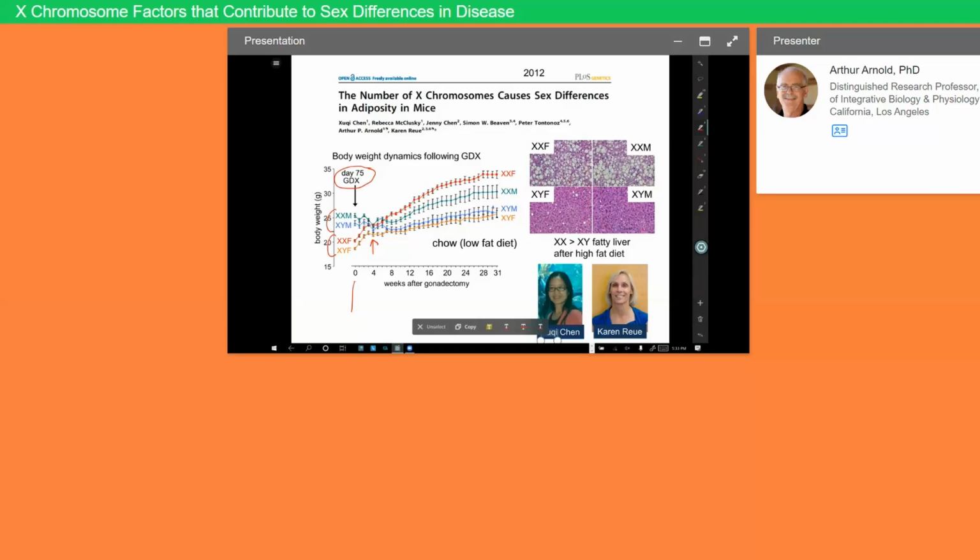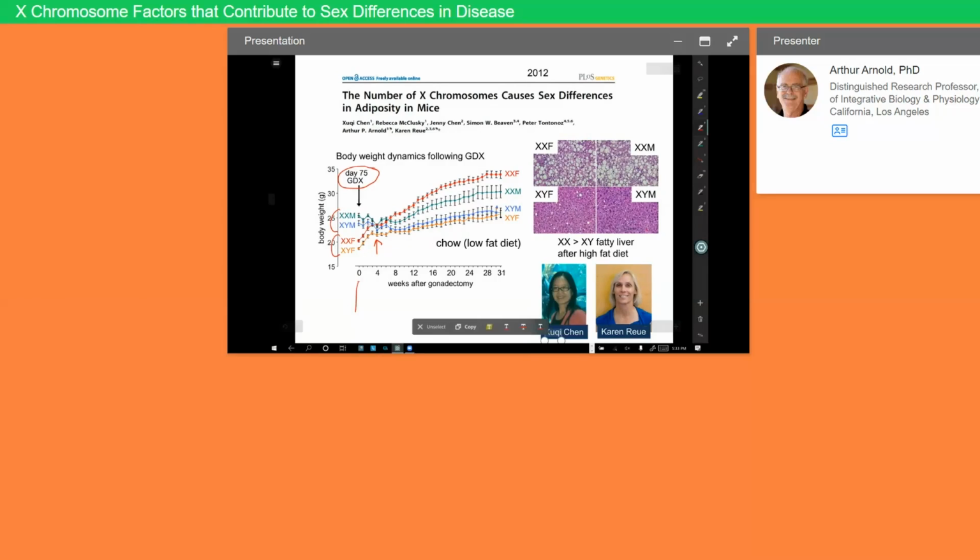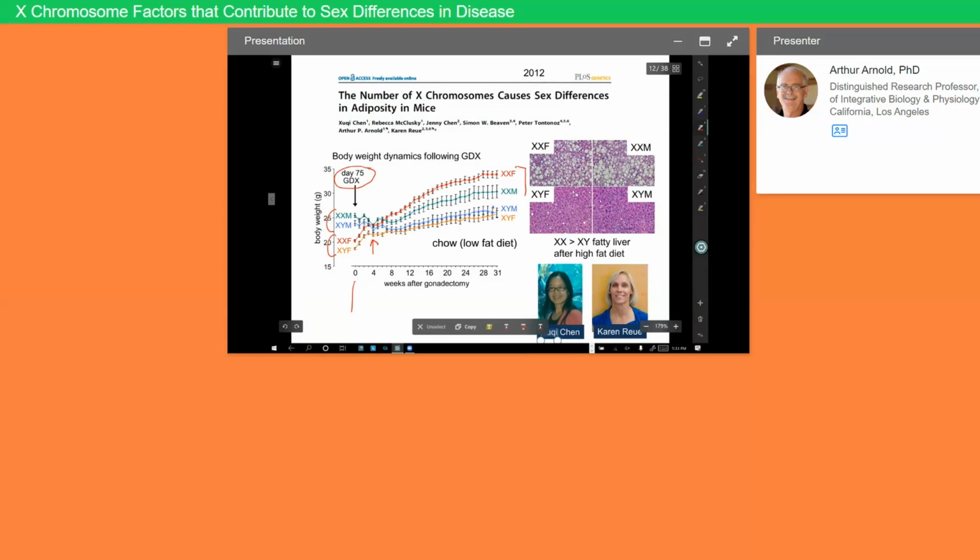But then something unusual happens, which is that over a period of some months, the animals that have two X chromosomes are bigger and fatter than the animals that are XY. If you put them on a high-fat diet, the livers become very fatty, except that happens mostly in the XX animals, not in the XY animals. So body weight and body fat here is a sex chromosome effect in the absence of the gonads.